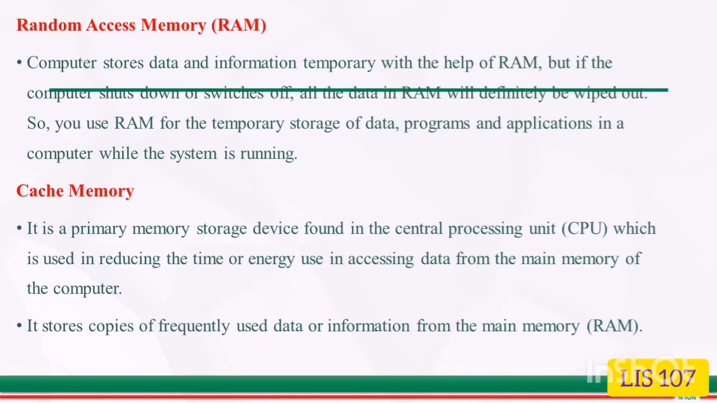We also have the cache memory. The cache memory is also a primary memory storage, which can be found in the CPU. What it does is that it helps to reduce the time or energy that data uses in accessing itself from the main memory of the computer. It also stores copies of frequently used data and information from the main memory.